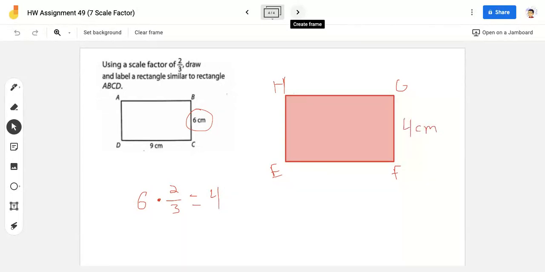Same deal. I'll change up the color just so we can see. With my 9 centimeters, I'm going to take my 9 and multiply it by 2/3, which is going to give me 6. So therefore, this is going to be 6 centimeters. And that's it. These two rectangles are going to be in proportion to each other. They're proportional to each other. And that's all that it takes.